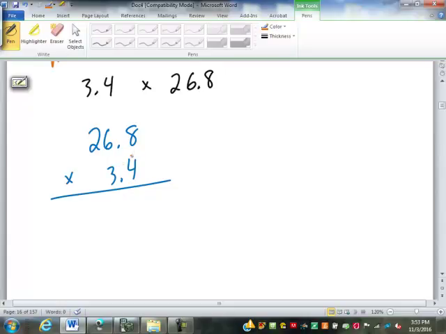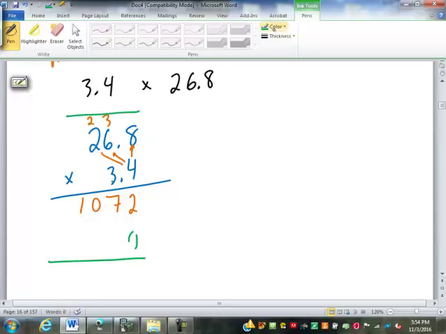So we start out with the 4. 4 times 8 is 32. So 2 carry the 3. 4 times 6 is 24. Plus 3 makes 27. 7 carry the 2. 4 times 2 is 8. Plus 2 is 10. So 0 carry the 1. I'll put a 0 here. Put a line up here.